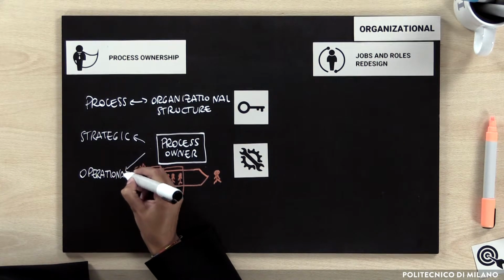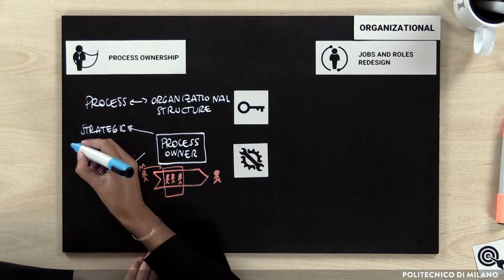The strategic process owner is the responsible of the process at the global level. She defines the overall goals of the process and its performance indicators. She is responsible of the average performances of the process, and she is in charge of its continuous improvement. She typically comes from the top management of the company. So, for example, the strategic process owner of the new product development process could be the chief of the technical area.